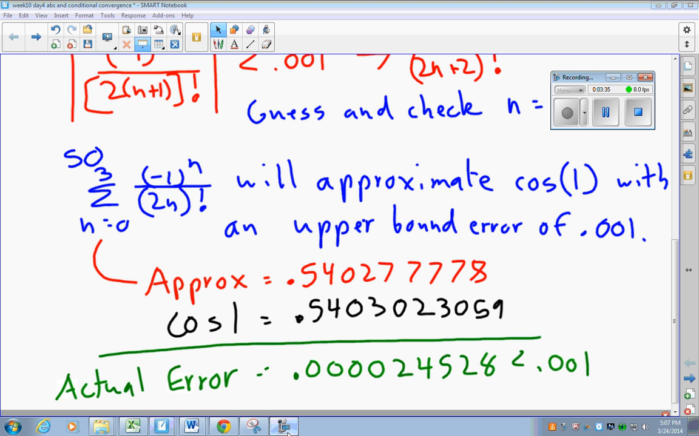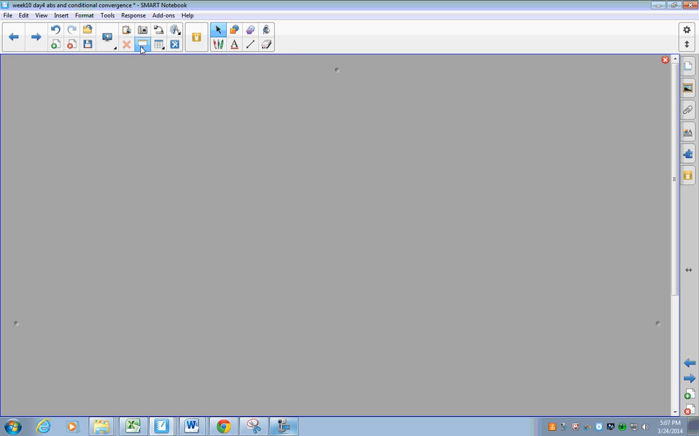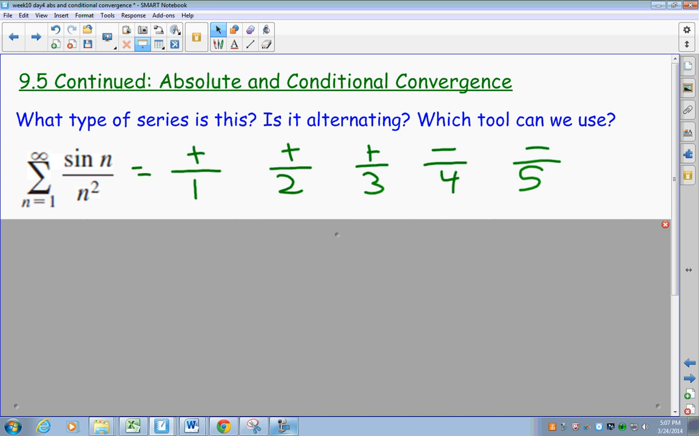Now let's take a look at some new stuff. Okay, 9.5 continued: absolute and conditional convergence. You have no idea what that means yet. That's why there's a lecture. So what type of series is this? Is it alternating? Which tool can we use? So I got sine of n over n squared. So the bottoms would be a 1 squared, a 2 squared, a 3 squared. Do you agree the bottoms are always positive?